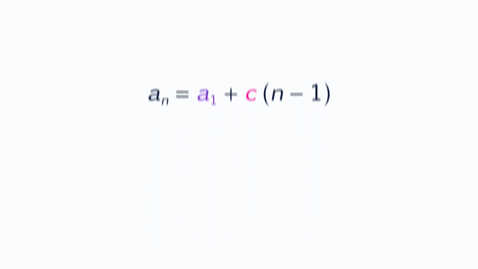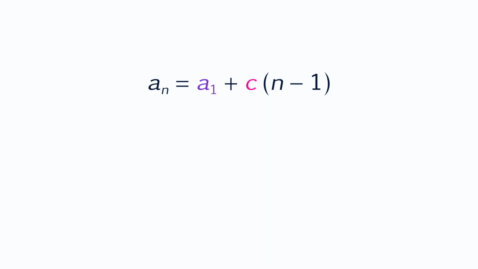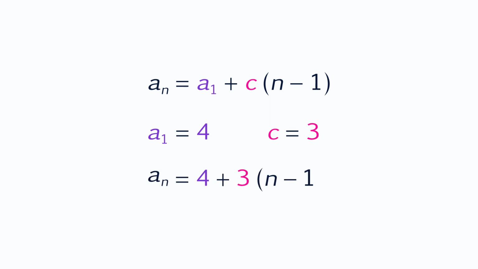So, because of your hard work, you can conclude that the formula for this sequence is an equals a1 plus c times n minus 1, or, as you know, a1 is 4 and c is 3. an equals 4 plus 3 times n minus 1. You can now write the formula for an arithmetic sequence very quickly. All you need to know is the first element and the common difference. Let's look at another example.